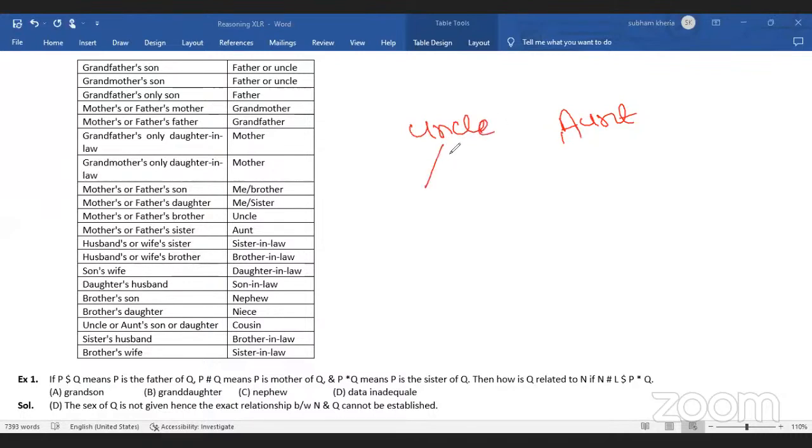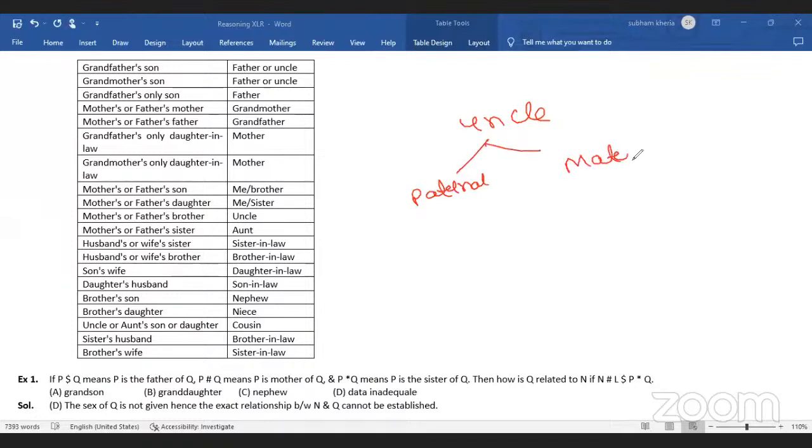Uncle can be from papa side. I'm talking about abhi to khali papa side. Chalo let's make it a diagram, complete diagram. Uncle. Paternal. Maternal. Paternal. Father's brother is uncle. ठीक है? Father's brother is uncle. मतलब चाचा या ताऊ.